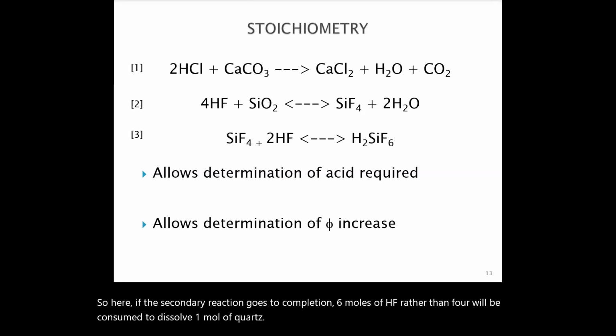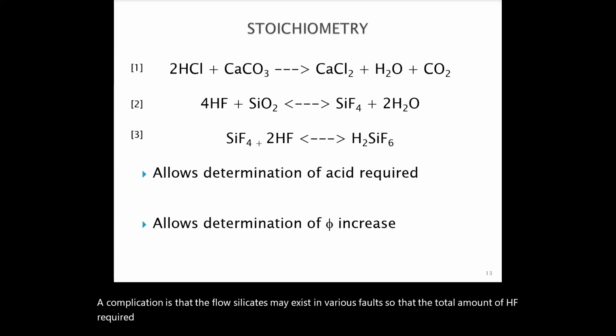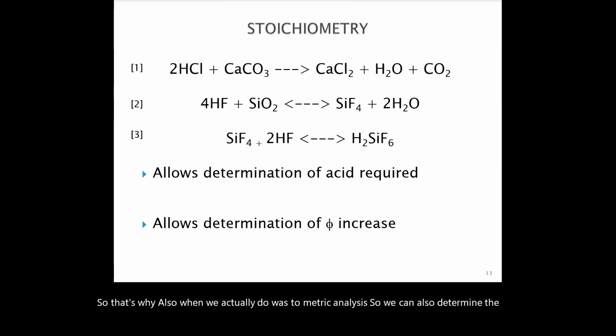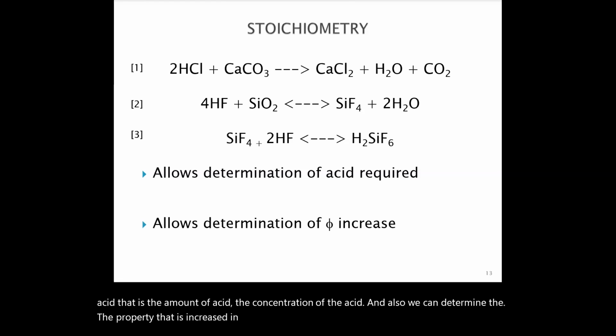A complication is that the silicates may exist in various forms, so the total amount of HF required to dissolve a given amount of quartz depends on the solution concentration. That's why when we do a stoichiometric analysis, we can determine the amount of acid, the concentration of the acid, and also the porosity that is increased in our critical matrix zone.